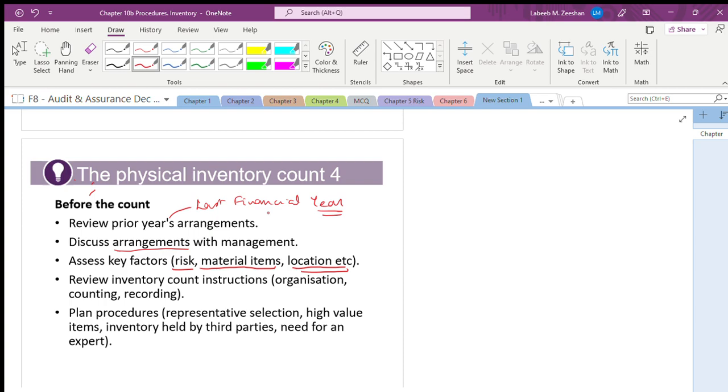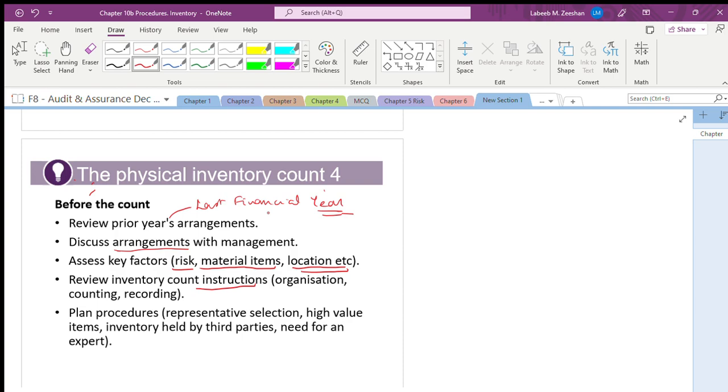Review inventory count instructions. First, we are saying that we have to take the instructions from the management. Once you take the instructions from the management, review how the inventory has to be counted. Then plan procedures, for high risk value and for low risk value.